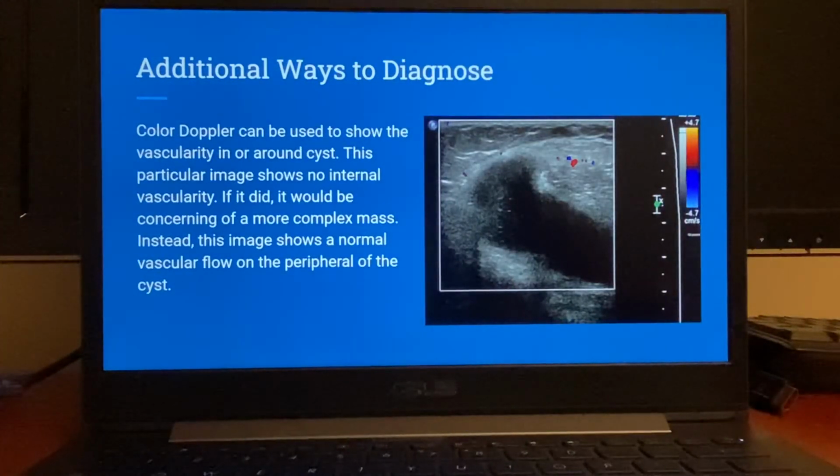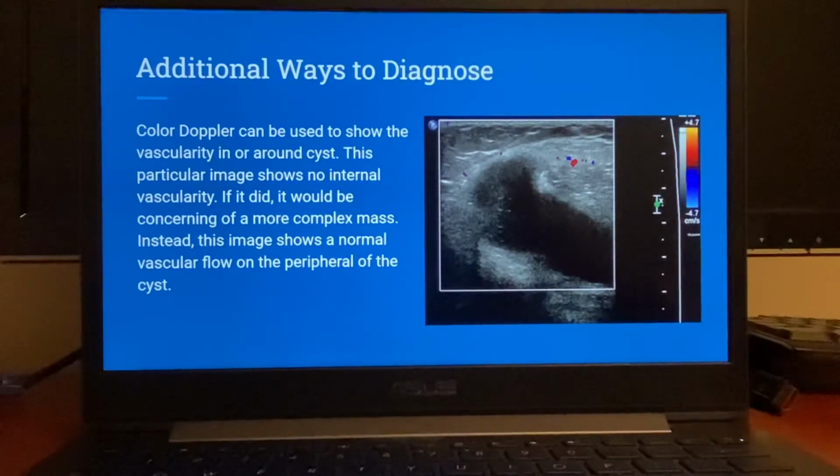So, like we stated earlier, our patient was diagnosed after an ultrasound exam. One of the main reasons the ultrasound is used to diagnose Baker cyst is because of color Doppler. The color Doppler can be used to show the vascularity that is in or around a cyst. This particular image shows no internal vascularity, but if it did, it would be concerning of a more complex solid mass.